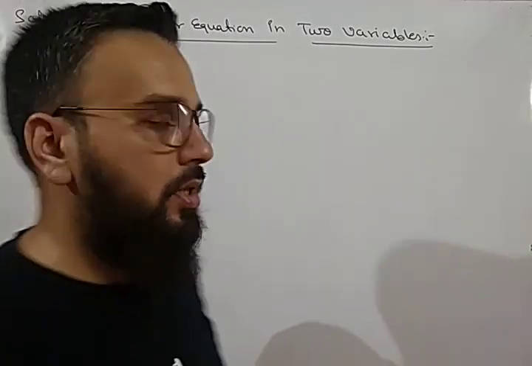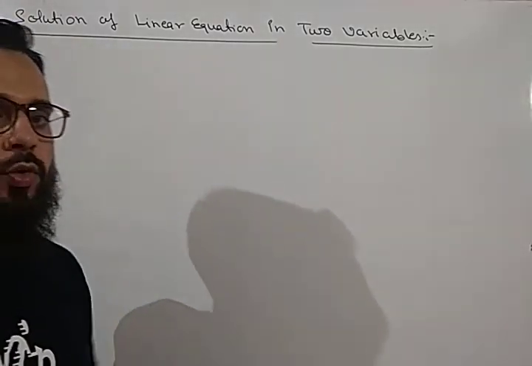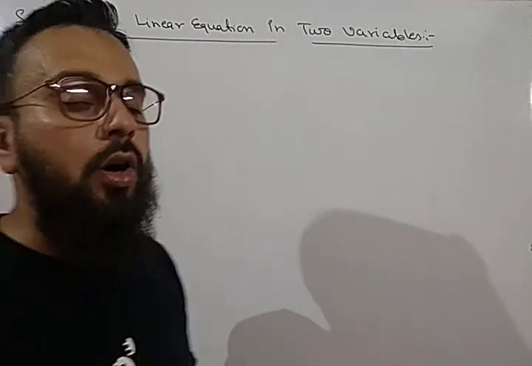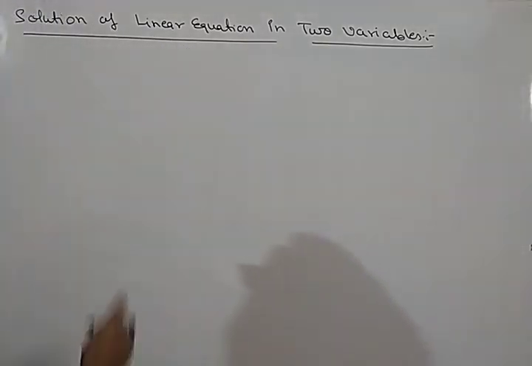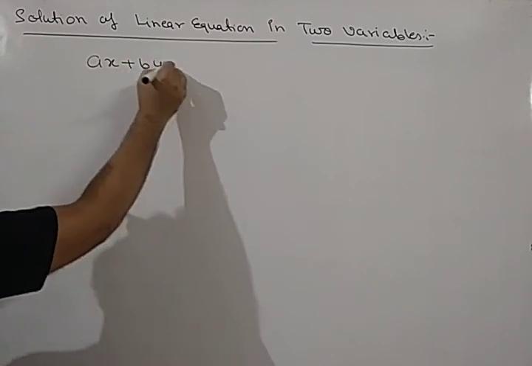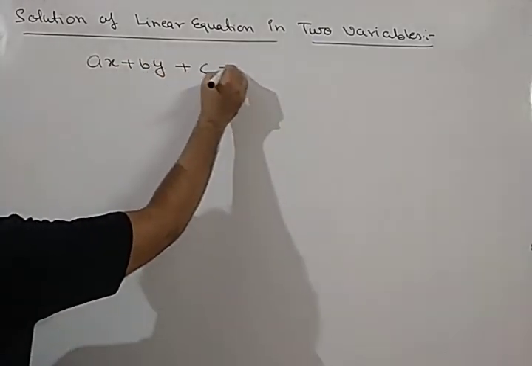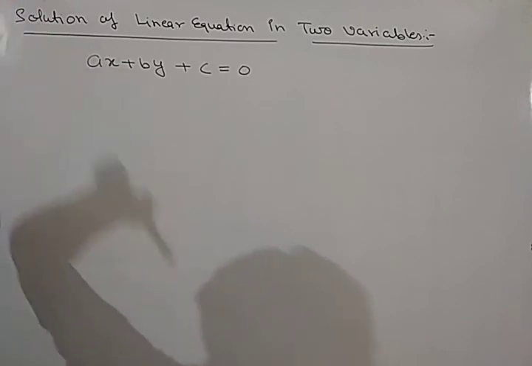Now today we are going to start the next topic, that is solution of linear equation in two variables. So what is the meaning of solution of a linear equation in two variables? As we know, the general form of a linear equation in two variables is ax plus by plus c is equal to 0. Now we are going to discuss solution.